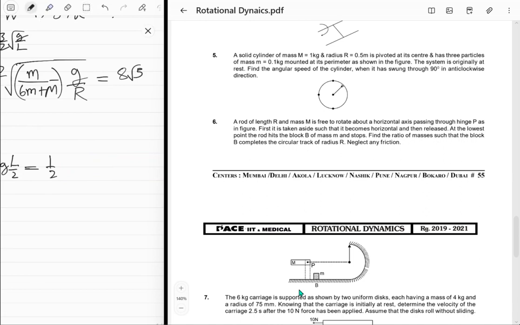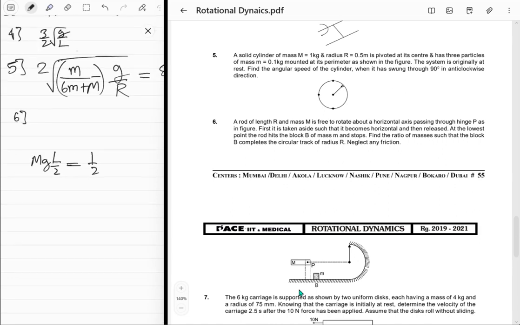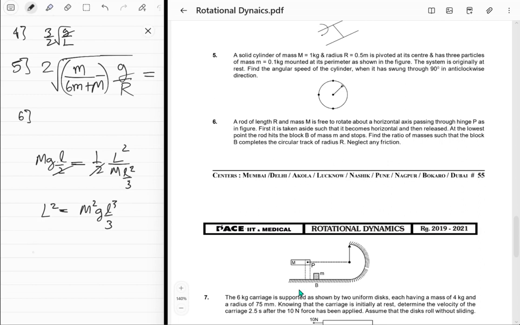So half I omega squared, write that in terms of angular momentum. I already used L, so let's use small l for that. Then this will be angular momentum squared upon inertia, which is mL squared upon 3. So that means angular momentum squared is equal to m squared g L cubed upon 3. Now that just means angular momentum is going to be mL times the square root of gL upon 3.